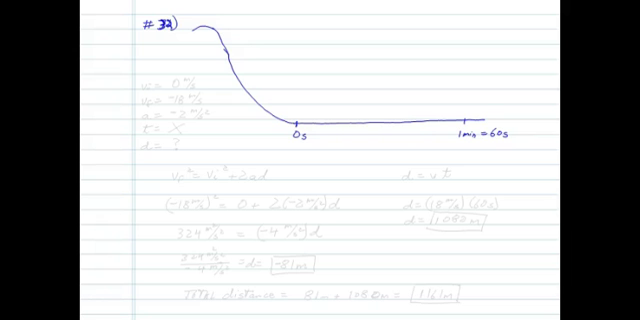So, the question can be broken into 2 parts. What is the displacement coming down the hill when you're accelerating, and what's the displacement across the level ground when you're going at constant speed?